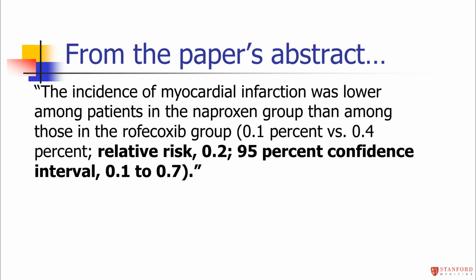So here's the abstract from the paper. The incidence of myocardial infarction, heart attack, was lower among patients in the naproxen group than among those in the Vioxx group: 0.1% versus 0.4%. We already saw that number in the last module.